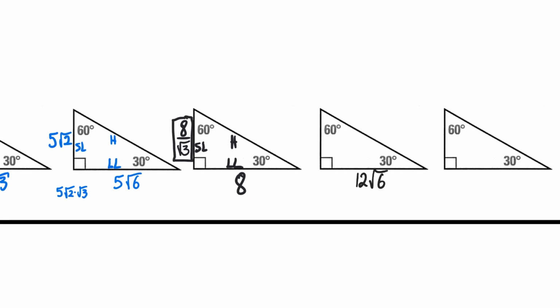Okay, let's say this is 12 square root of 6, and I want to go back to this short leg up here. So I'm going to do 12 square root of 6 divided by the square root of 3. So what's that going to make? 12 square root of 2.